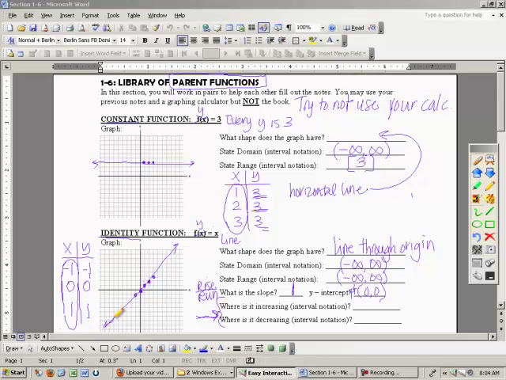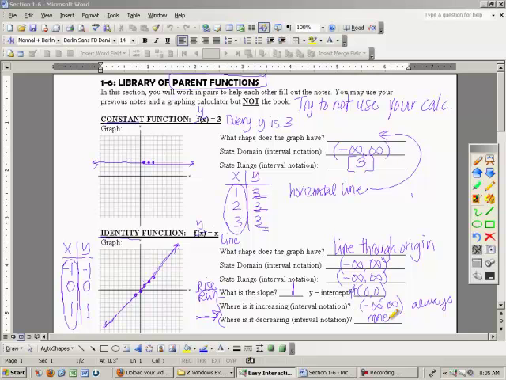And I normally like to trace it to kind of look. It's always increasing. So as I go up from left to right, if it's always increasing, then we say from negative infinity to infinity. That basically means always. Where is it decreasing? Well, if it's always increasing, then it's never decreasing. And so I would just say none. There is no interval in which this function would be decreasing.